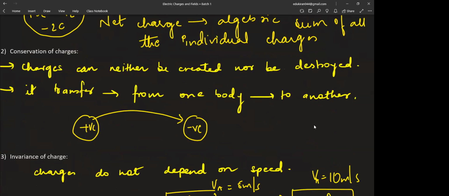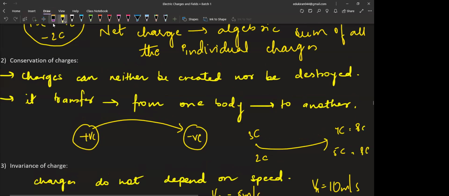Clear? Means, see, if we were having initially, let's say, 3 coulomb here and 4 coulomb here. Now, 1 coulomb of charge has transferred. So this becomes 2 coulomb. This becomes 5 coulomb. Total here it was 8 coulomb. Total here also it was 8 coulomb. Fine. So this is what is meant by the conservation nature of the charges.